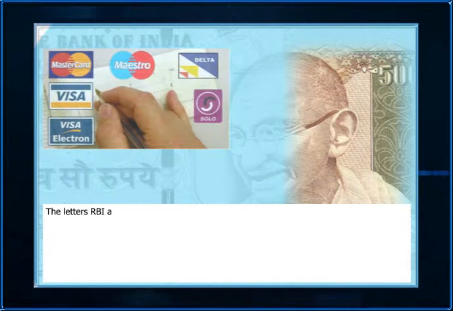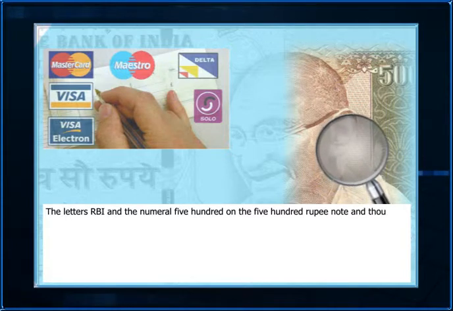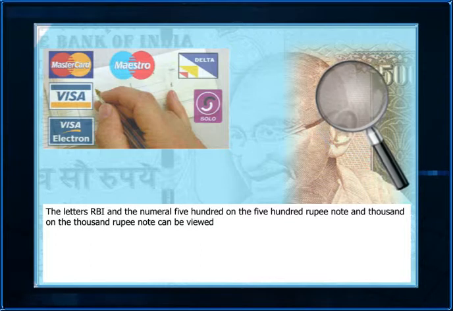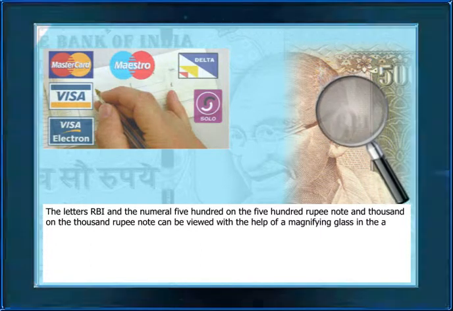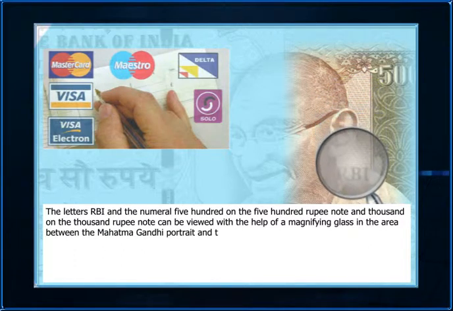The letters RBI and the numeral 500 on the 500 rupee note and 1000 on the 1000 rupee note can be viewed with the help of a magnifying glass in the area between the Mahatma Gandhi portrait and the vertical band at the right.